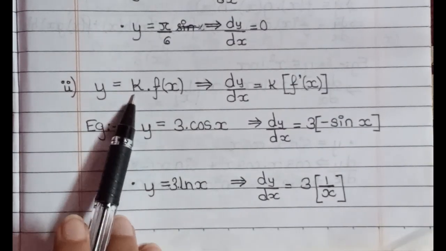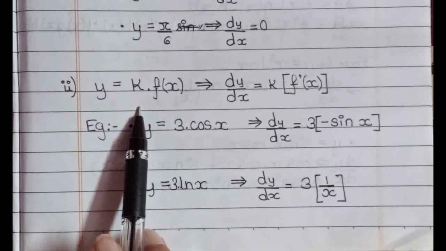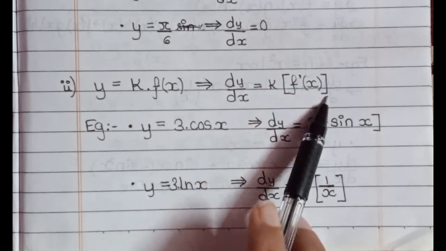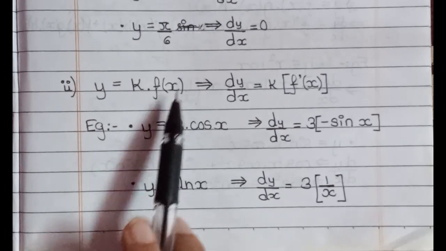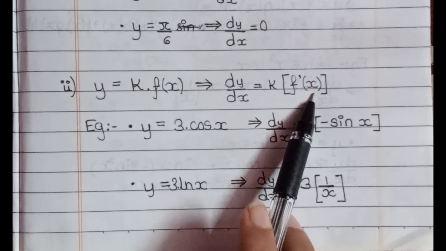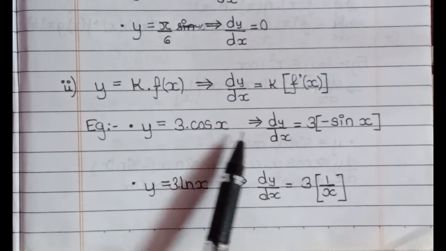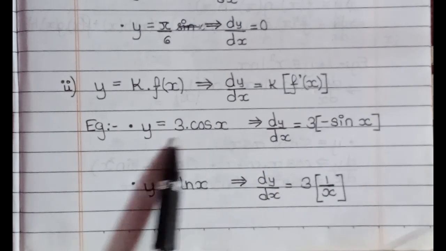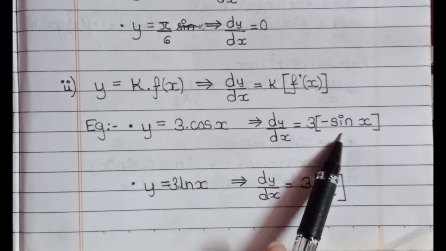Second is y is equal to k into f of x, where k is any constant. So dy by dx is equal to k and f dash of x. It means that if a constant is multiplied to a function, then by keeping the constant as it is, we shall only differentiate the function. For example, y is equal to 3 cos x. So dy by dx is 3 into minus sin x. Here we can see that 3 is kept as it is and cos x differentiation is minus sin x.